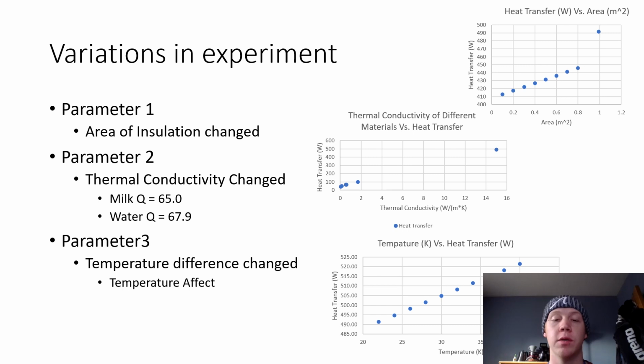For parameter 2, I changed the thermal conductivity, so I used different materials for the two base plates. A fun one that I used was milk, and I got it for Q equal to 65. I also got water equal to 67.9. For parameter 3, I changed the temperature difference. As you can see, as I increase the temperature difference, the heat transfer does go up. This makes sense.